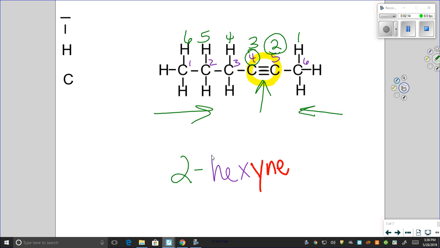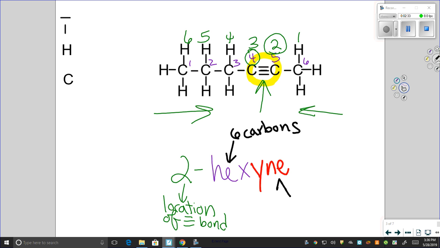What do these mean? 2 is the location of the triple bond. Hex means there's 6 carbons. And -yne means that there's a triple bond. And that is how we name alkynes.